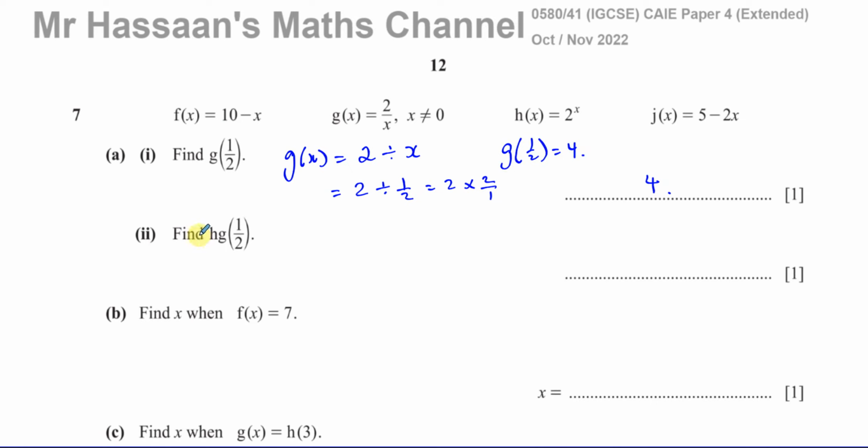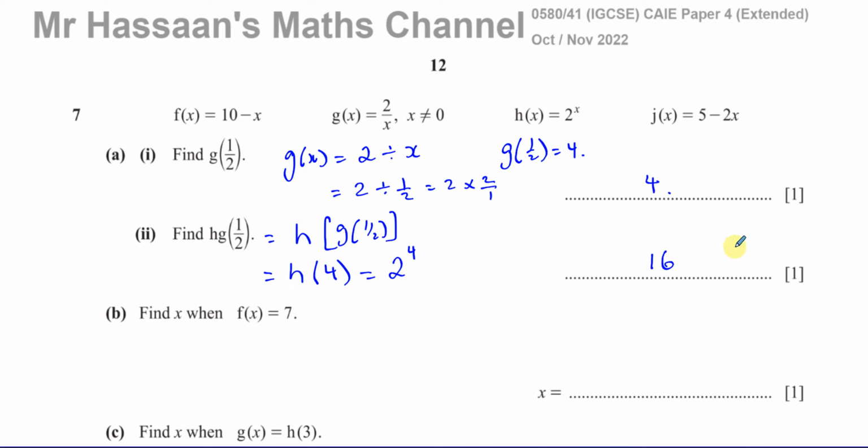Then part 2 says find hg half. So basically what this means is take what we found of g a half and replace that into the function h. So whatever you get when you replace the x in the function g with a half, which we found is 4, they want you to put that into the function h. So basically what this is saying is find h4, because g half is equal to 4. So we take the function h and replace the x with a 4. So we have 2 to the power of 4, which is 16. 2 times 2 times 2 times 2.